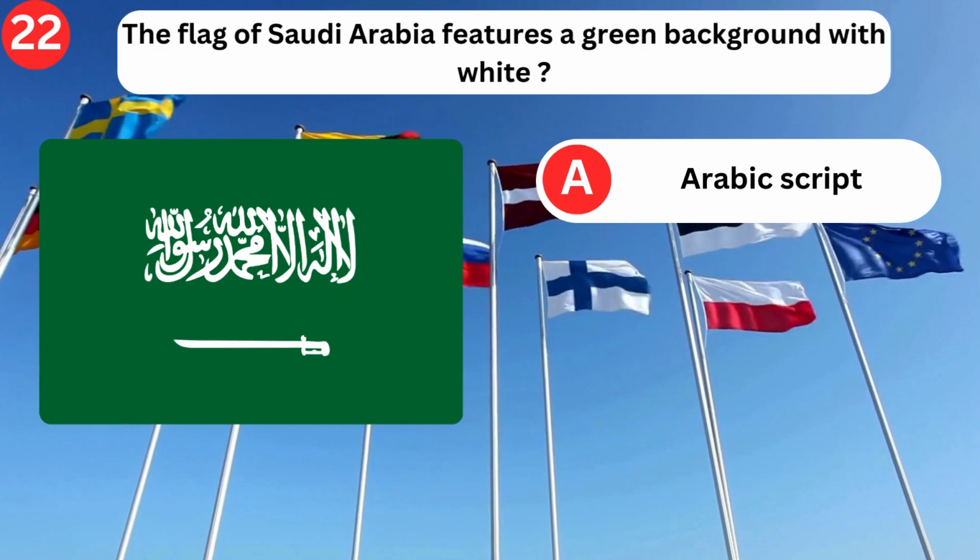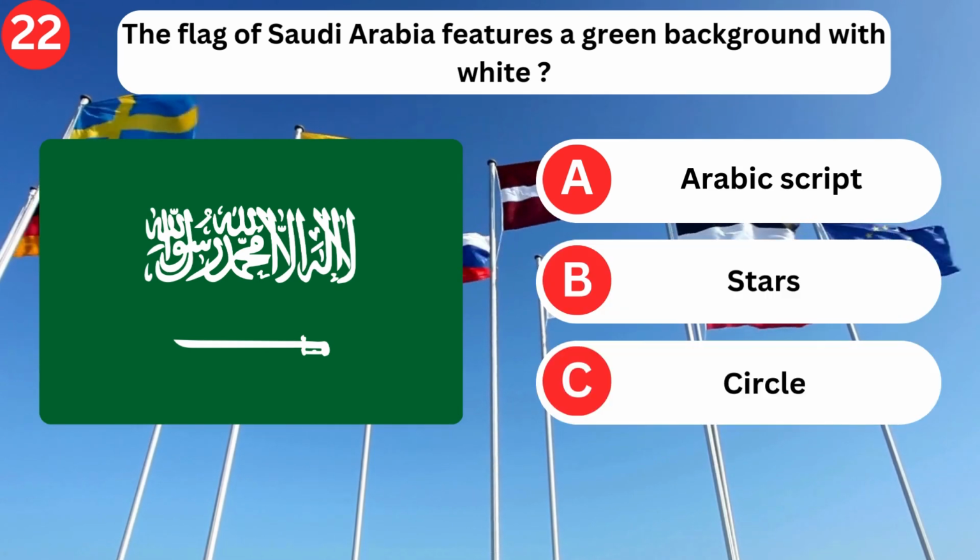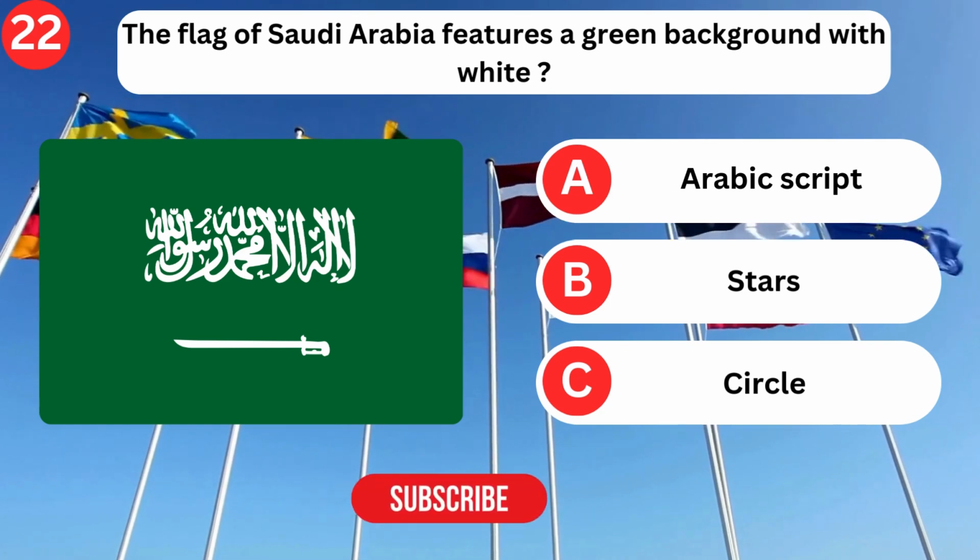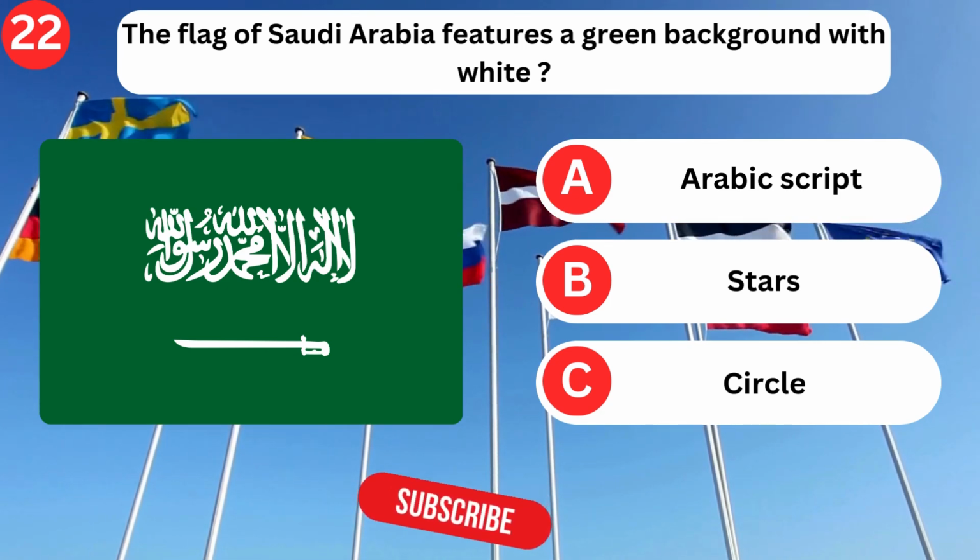The flag of Saudi Arabia features a green background with a white Arabic script star circle. Arabic script.